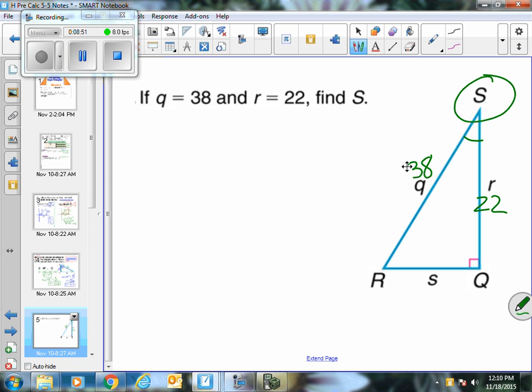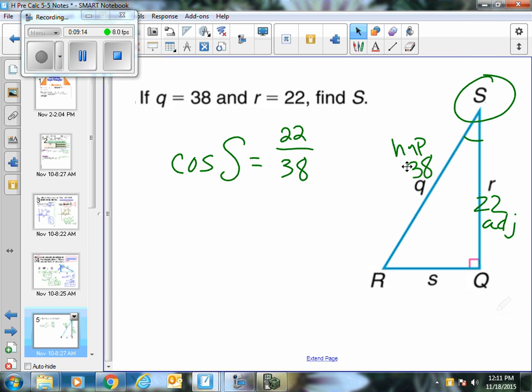Okay, so let's take a look and what do you know about the triangle in relationship to angle S? Well, you know the side that's adjacent. You know the side that's the hypotenuse. So which trig ratio uses adjacent and hypotenuse? Well, that's cosine. So the cosine of angle S is equal to 22 over 38. So that's the relationship. That's the ratio.